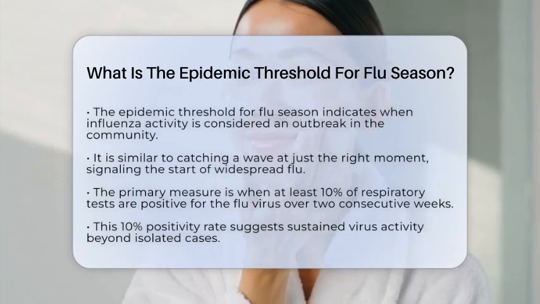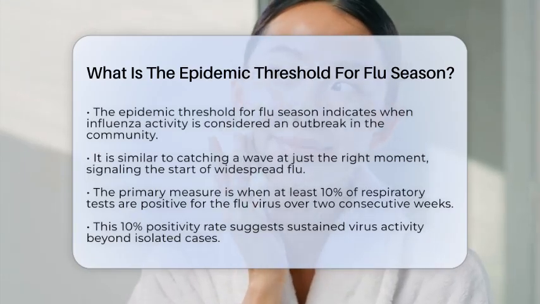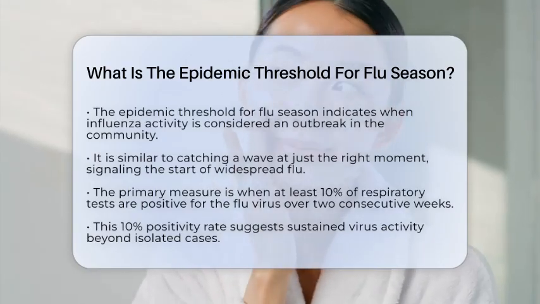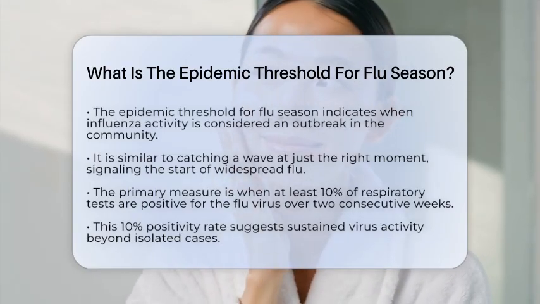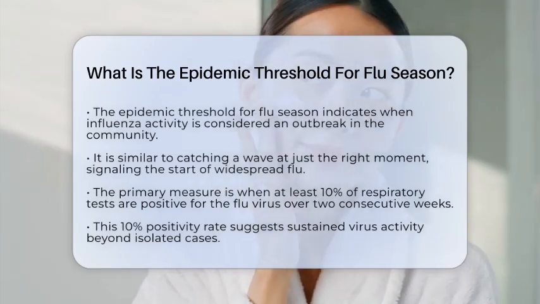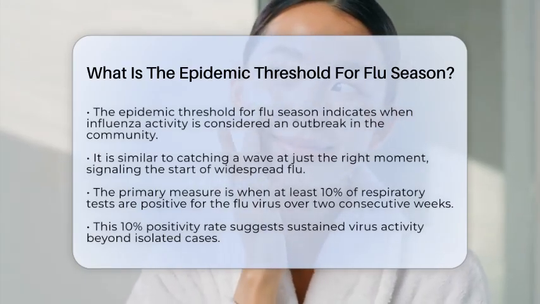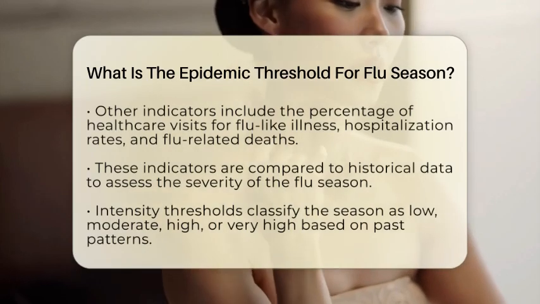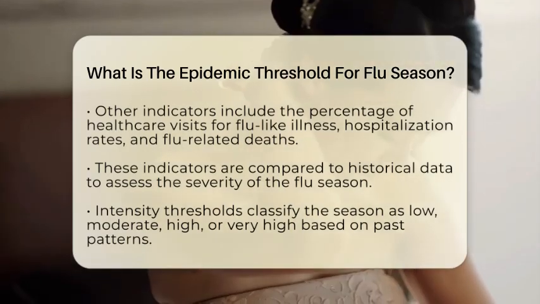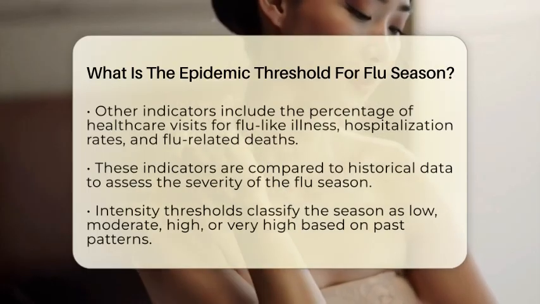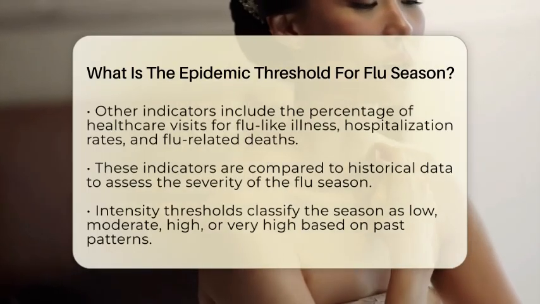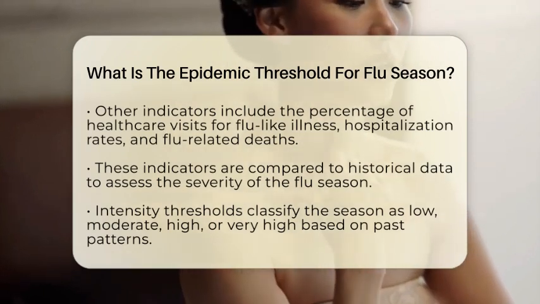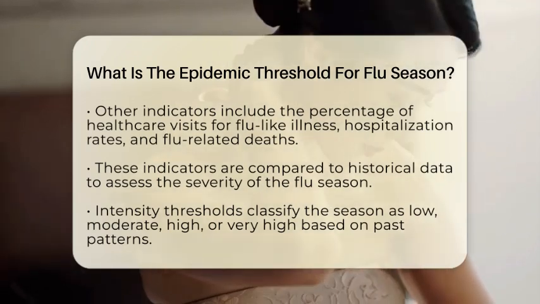One of the main ways this threshold is measured is by looking at the percentage of respiratory tests that come back positive for the flu virus. When at least 10% of these tests are positive over 2 consecutive weeks, it's a strong sign that the flu is actively circulating in the community. This 10% positivity rate is used by health agencies because it indicates sustained virus activity beyond isolated cases. It's like a warning flag that the flu season has officially started.